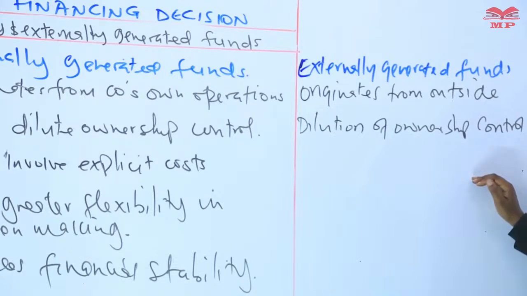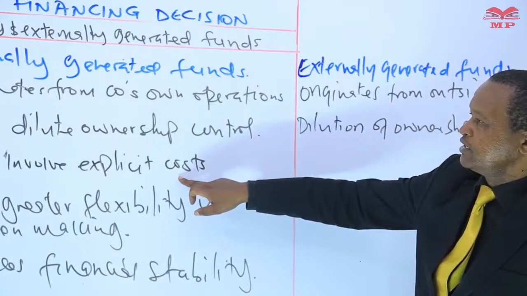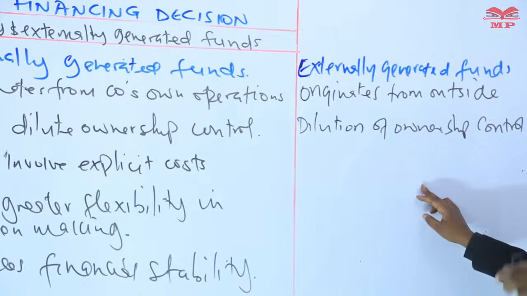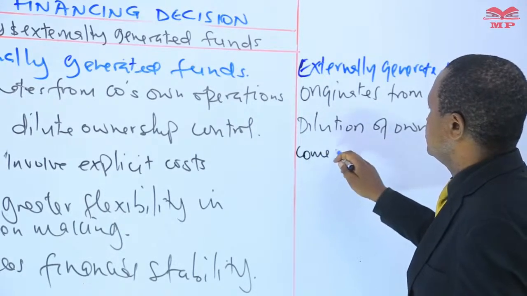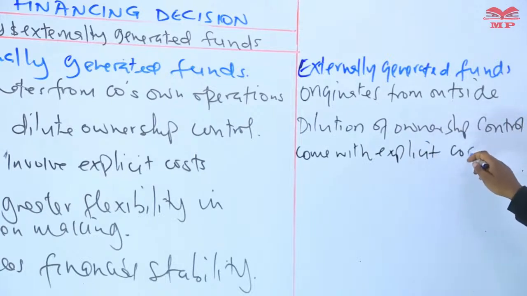Do you understand? Number three, we saw here that internally generated funds do not involve explicit costs, but external funds typically come with explicit costs, such as interest payments for debt or dividends for equity. These funds come with explicit costs. I've mentioned interest payments, dividend payments, and so on.